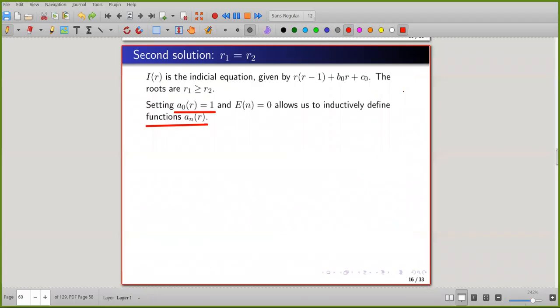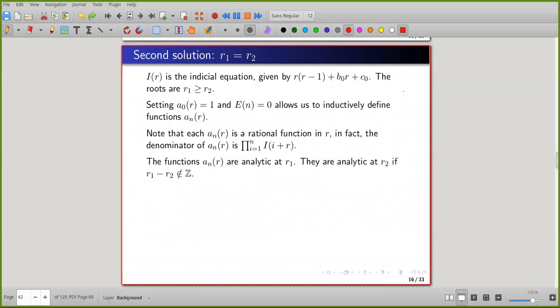Okay, so let's go ahead. The functions A_n(r) are analytic at r1. So why are these analytic at r1? Remember, what did we see?